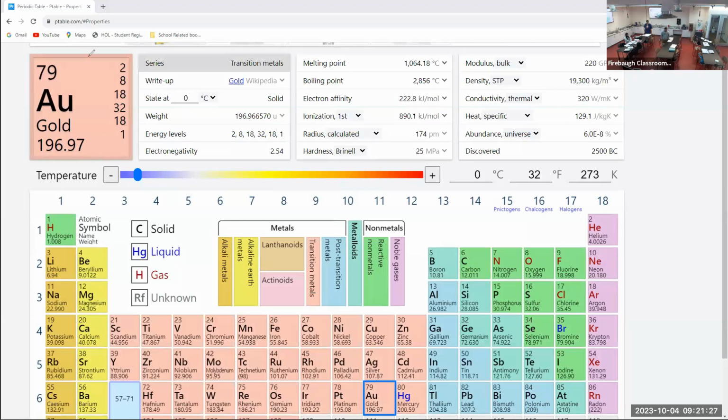So this here is going to be the first period. This here is going to be the second period. This is going to be our third period. This is going to be our fourth period. This is going to be our fifth period. And this is going to be our sixth period.